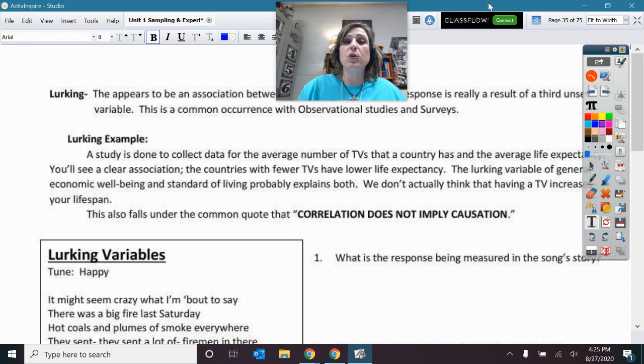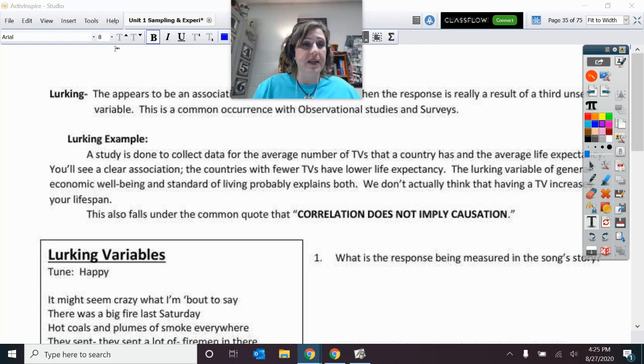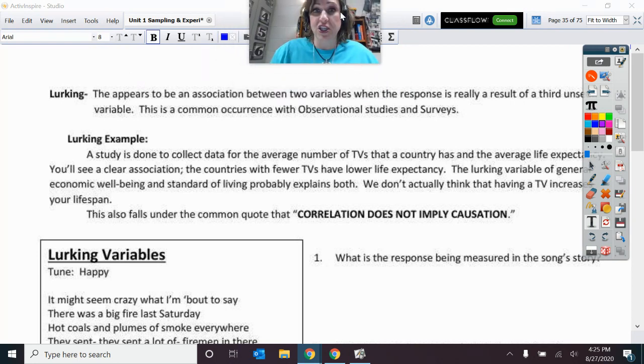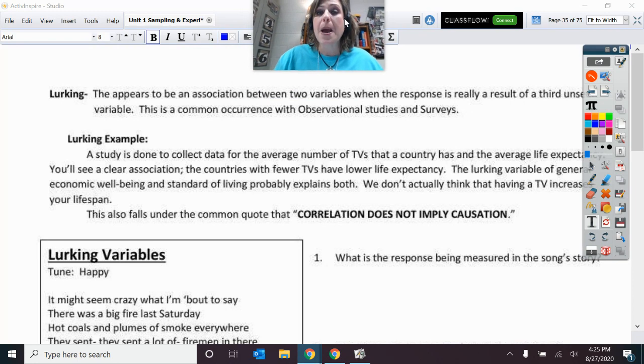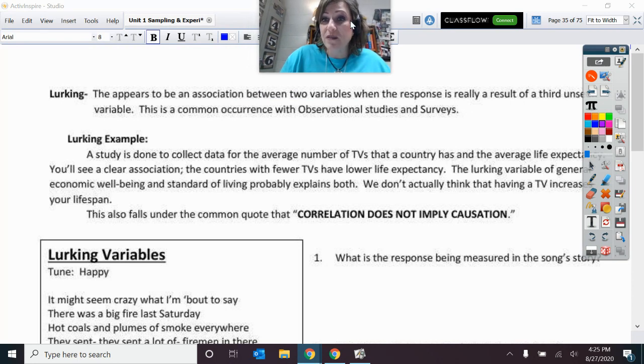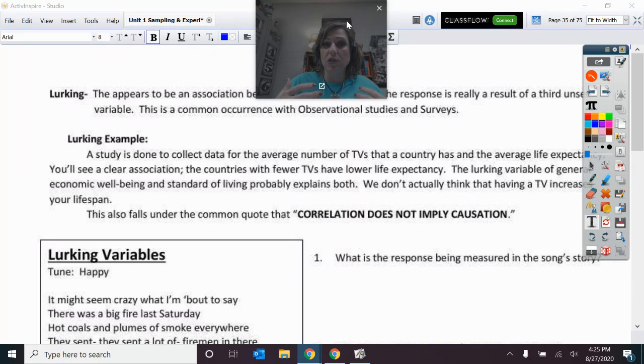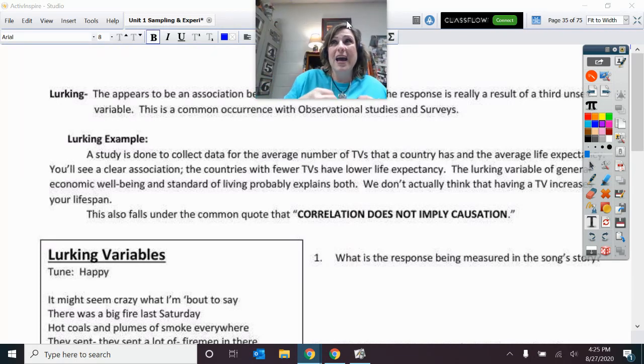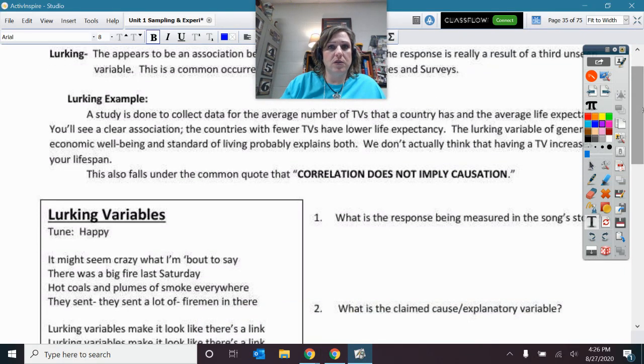All right. So, with lurking variables, let's take a look at what's happening here. There appears to be an association between two variables, okay? But the response is the result. So the result that you're having happens because of some other third unseen variable happening. This is something that you really need to watch out for with observational studies. Okay, it could also happen in surveys. So that's common there.